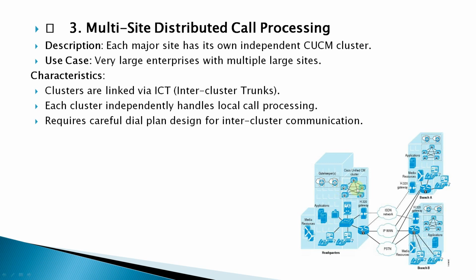And it needs some consideration while making the intercluster calls. We have to make sure what type of digits we are sending from headquarter to branch A and headquarter to branch B. For that, we need to create the route patterns in the system, and we have to take care of the routing plans and other information, right?